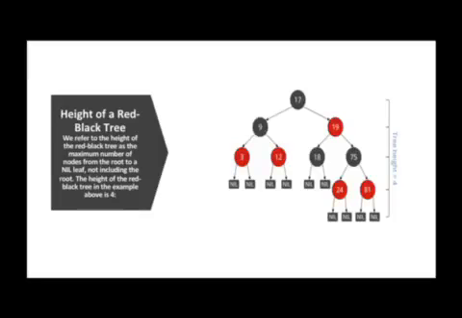Height of a red-black tree. We refer to the height of the red-black tree as the maximum number of nodes from the root to a NIL leaf, not including the root. The height of the red-black tree in the example above is 4.